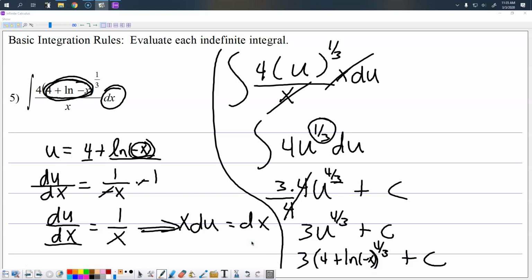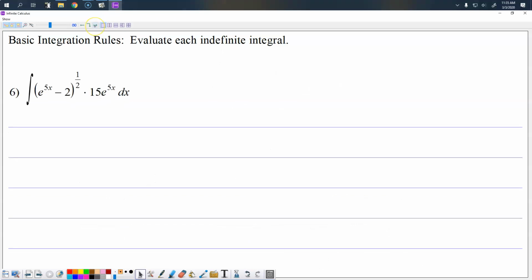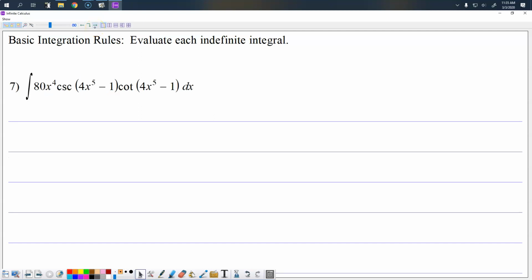Number 5. I'll let you guys do this one. In this problem, it looks different, but it's really just another u sub problem. There's your u, but I'll let you guys handle that. And it is a chain rule problem, just like the last one was. When you take the derivative, there's a chain rule. Let's go ahead and take a look at this.